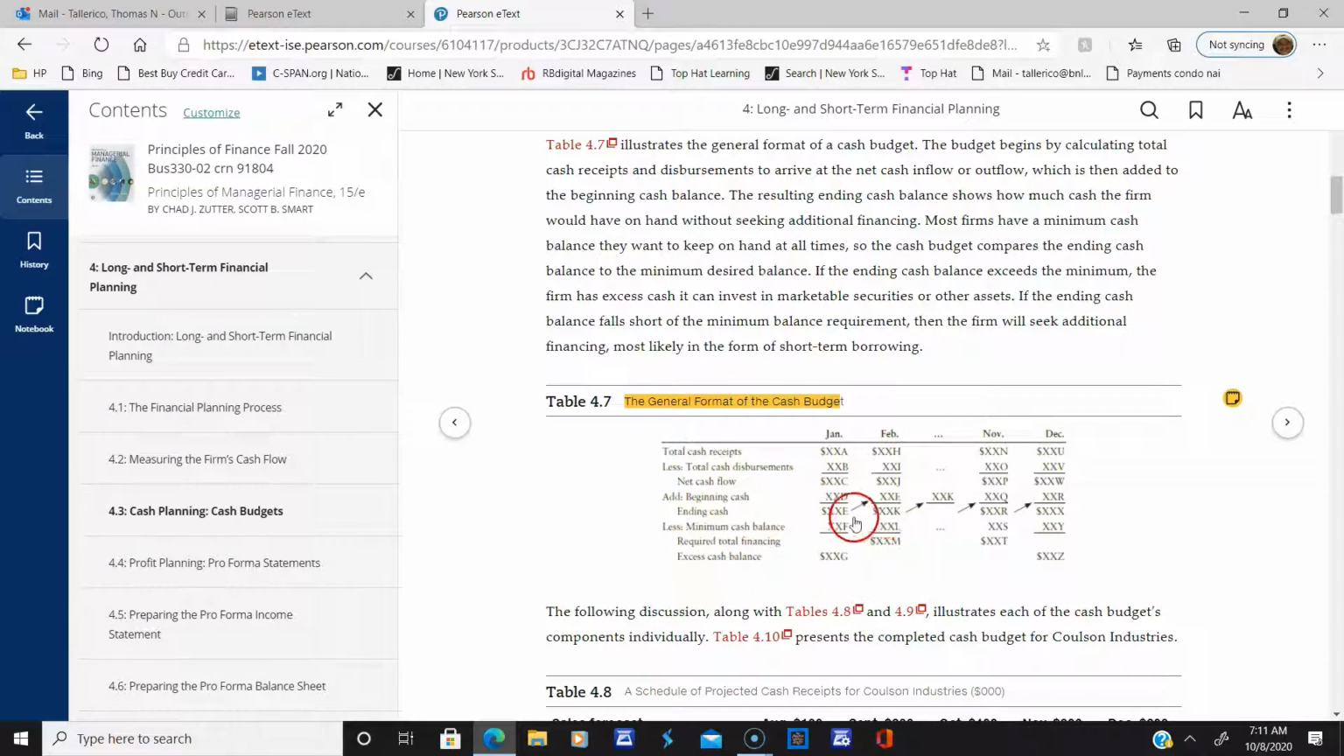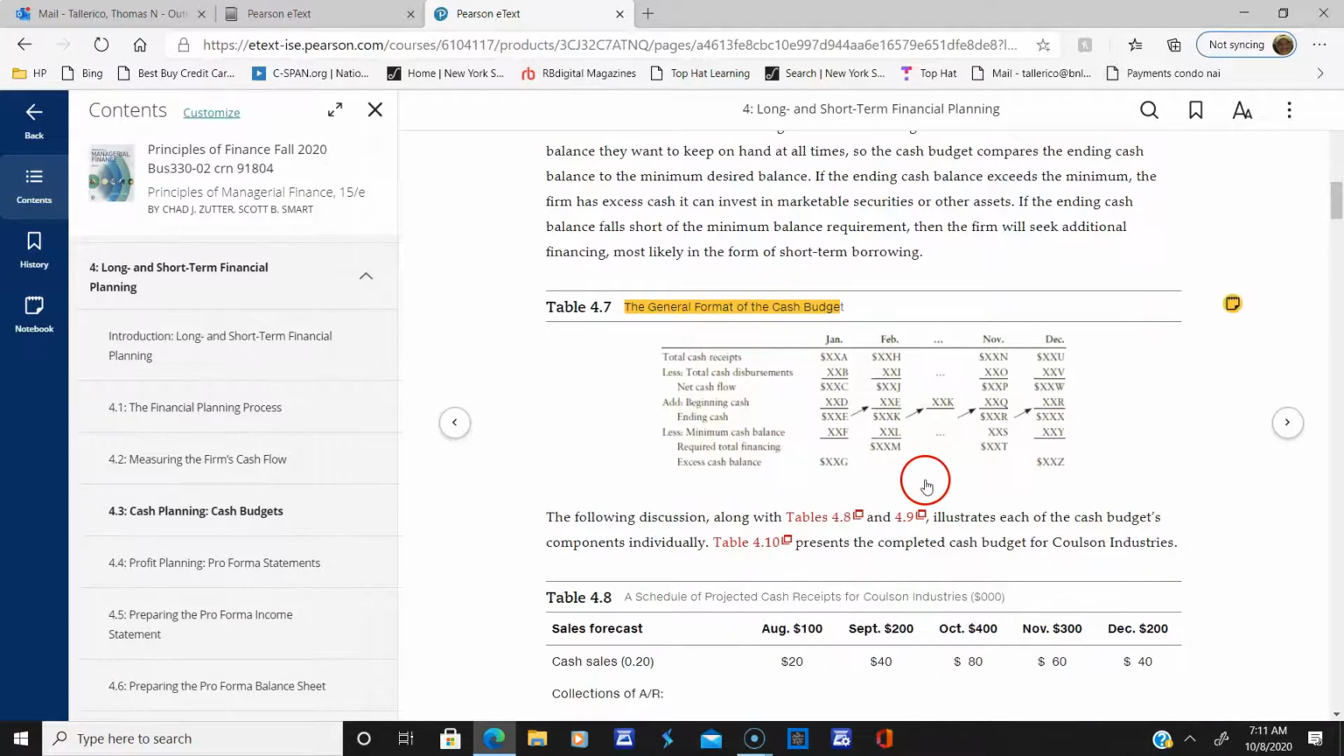And you do that for each month. Now, notice your ending cash becomes your beginning cash for the next month. Everyone see that? So you just keep carrying that over, okay?